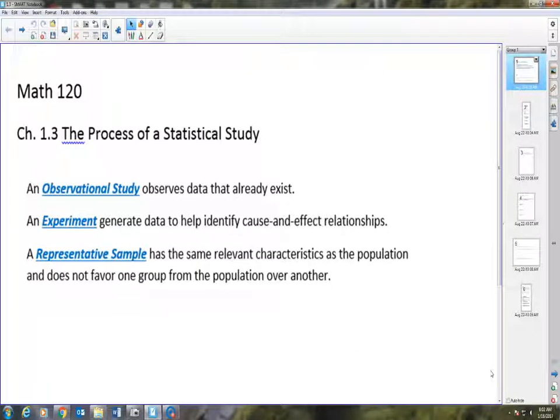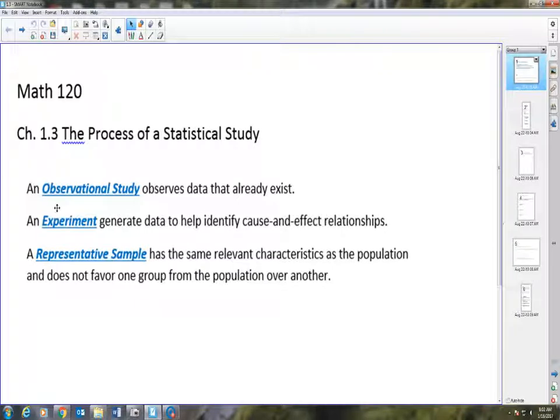In this lecture video, we're going to talk about the process of a statistical study. I've got quite a few words here, and I'm going to define them for you in this section. Alright, let's take a look at the different types of study.